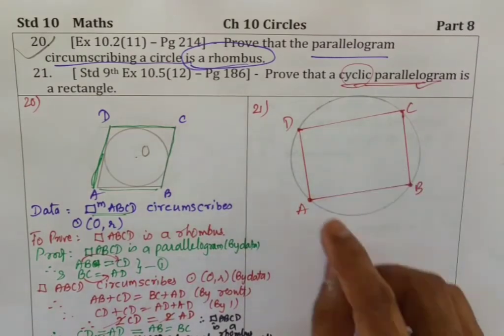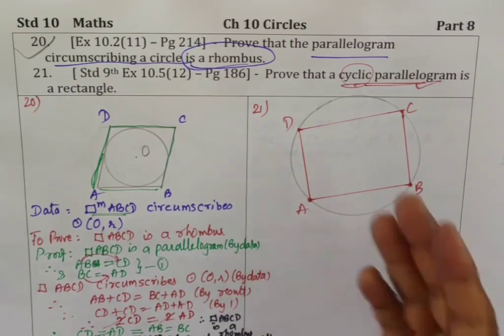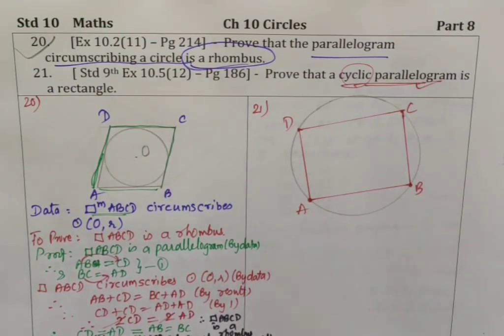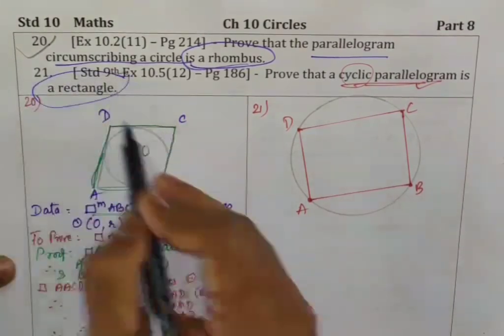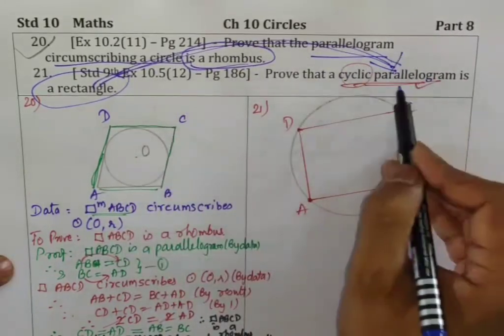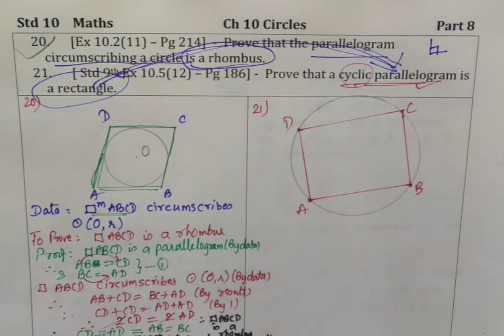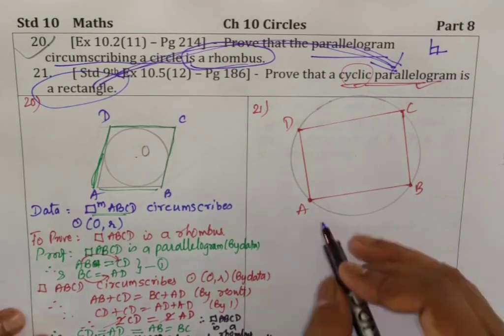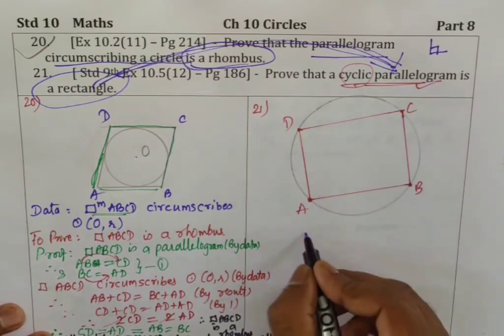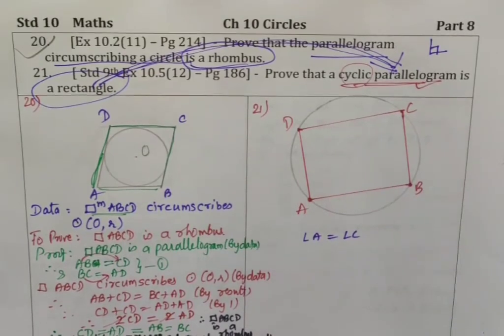Children, this is a parallelogram already. If one of the angles is a right angle, then it is a rectangle. You have to prove that it is a rectangle. It is already a parallelogram. See, in this parallelogram if we get one right angle, the work is done. All right, now see, this is a parallelogram. So angle A equal to angle C, opposite angles are equal. Isn't it?